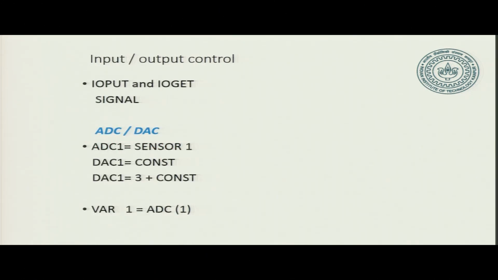Then the robot can also read from ADCs and DACs. ADC is analog to digital converter. So, ADC 1 is equal to sensor 1 means whatever is coming on sensor channel number 1 will be assigned to ADC 1, and ADC 1 can be assigned to a variable. So, logical statements. DAC means digital to analog conversion, and again the same logic is used.